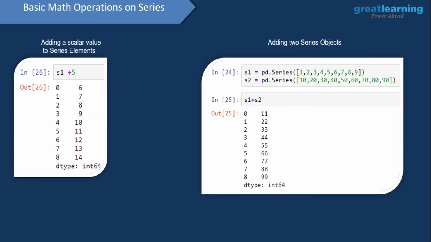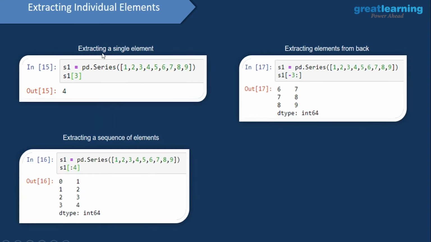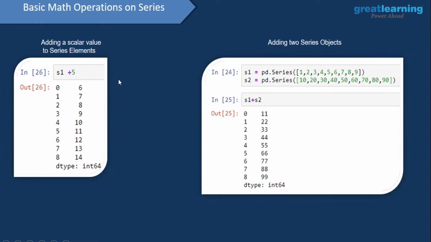Now we can also go ahead and perform some simple operations on top of the series object. So if I want to add a scalar value, initially we had this series object where the numbers started from 1, went on till 9. And if I just wanted to add the scalar value 5 to all of the individual elements which are present in the series object, all I have to do is use plus 5. And as you guys see, 1 becomes 6, 2 becomes 7, 3 becomes 8 and so on.